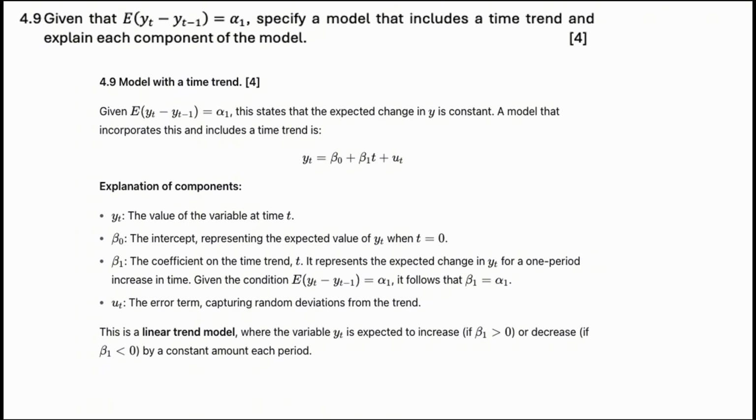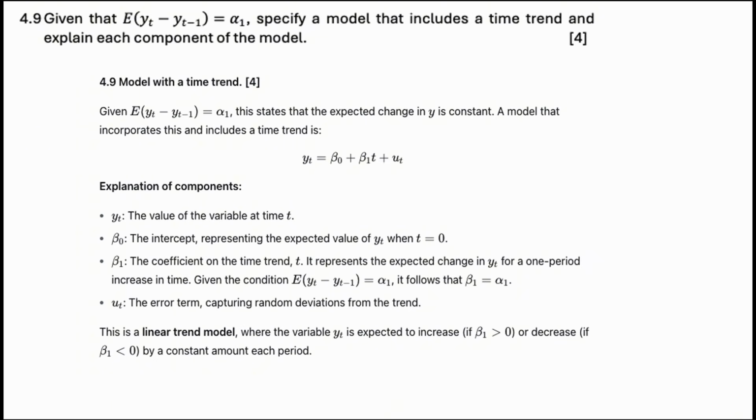So given that the expected value of y_t minus 1 equals alpha 1, specify a model that includes a time trend and explain each component of the model. So there's the model, and then you can just explain it. So y_t, the value of the dependent variable at time t, beta naught, the intercept representing the expected value of y_t when t equals 0, beta 1, the coefficient on the time trend, so it represents the expected change in y_t for a one period increase. So given the condition E of y_t minus 1 equals alpha 1, it follows that beta 1 equals alpha 1, or you could just use alpha 1 instead of beta 1 in the model.